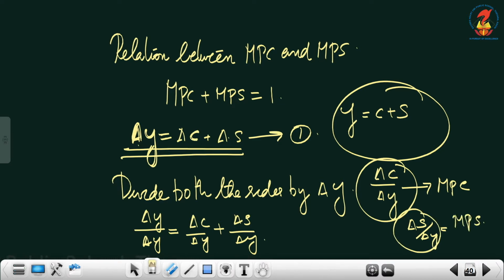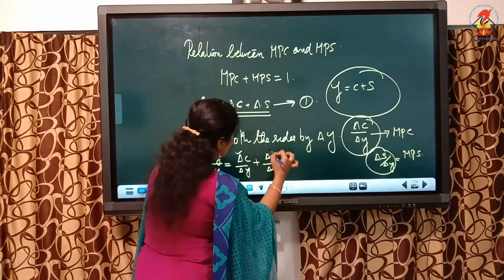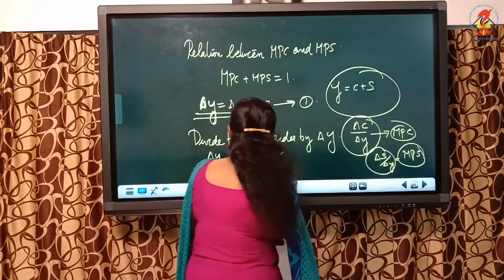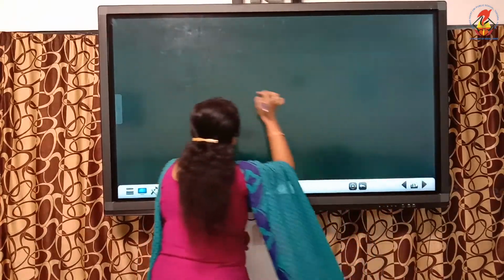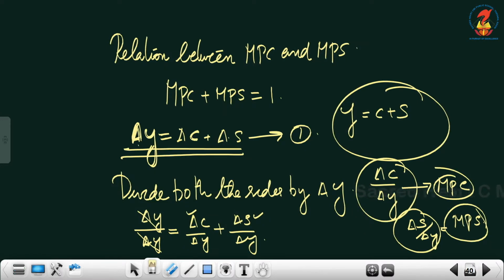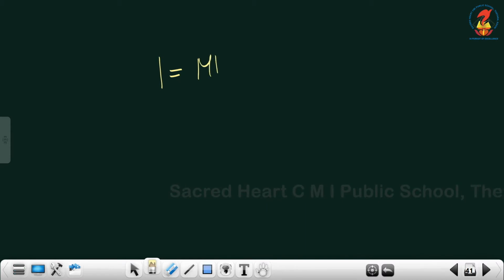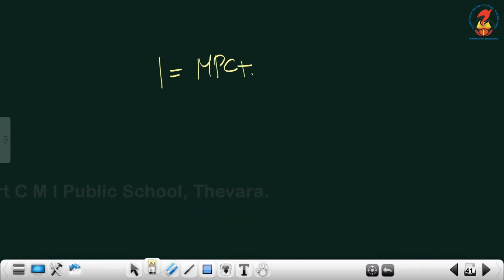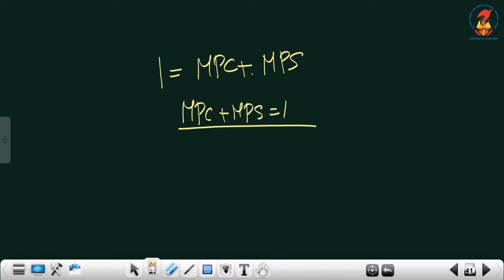That is MPS. So what I have written here is what? Delta C by delta y is MPC, delta S by delta y is MPS. So how can I rewrite this equation? Delta y and delta y cancelled. It is 1 is equal to, what can I write for delta C by delta y? That is MPC. So I can write here it as MPC plus, what can I write for delta S by delta y? Delta S by delta y is MPS. Therefore I can write it here as MPS. So hence proved that MPC plus MPS is equal to 1.